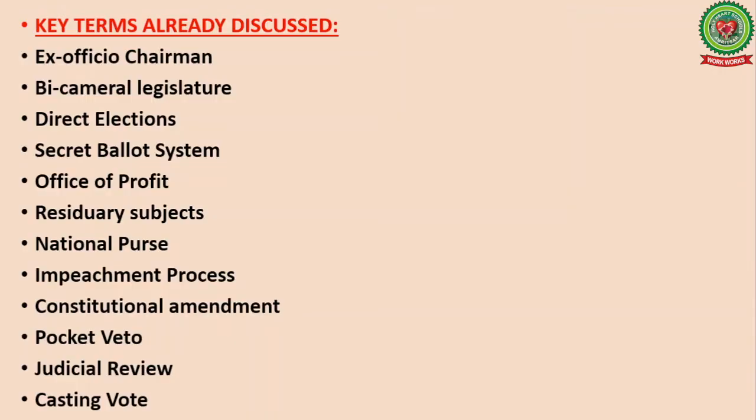Students, there are some key terms which have already been discussed with you in the same topic's lecture. That is ex officio chairman. Like Vice President of India is ex officio chairman of Rajya Sabha. Same way, the Vice President of US is ex officio chairman of Senate. Next is bicameral legislature, means legislature having two houses.